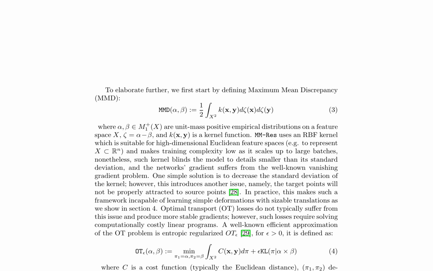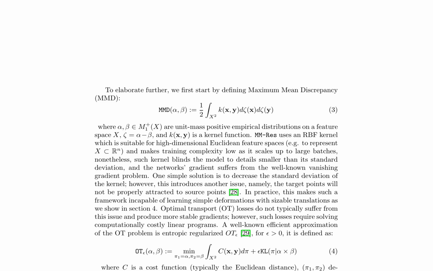Maximum mean discrepancy, MMD, is a measure of the difference between two probability distributions, defined as the integral of the squared difference between the kernel functions of the two distributions. Typically, a radial basis function, RBF, kernel is used, which is suitable for high-dimensional Euclidean feature spaces and has low training complexity. However, RBF kernels have limitations, including blinding the model to details smaller than its standard deviation and causing the vanishing gradient problem. To address these limitations, optimal transport, OT, losses are considered, which produce more stable gradients but require solving computationally costly linear programs.